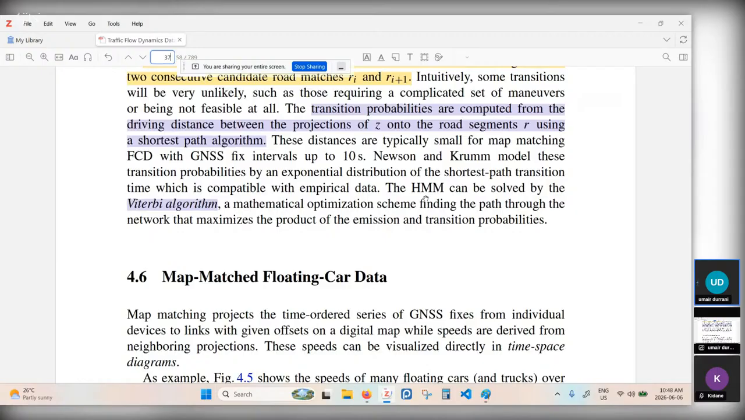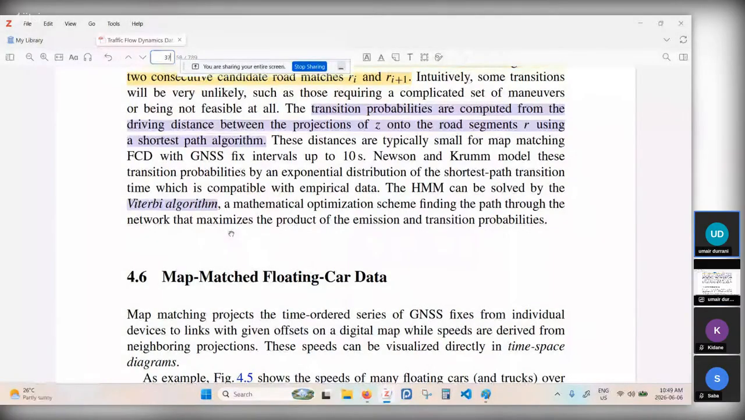That's exponential. Transition is once you have determined that you were actually on R2, did you then go to R3 or did you then go to R4? So this is solved by using both emission and transition probabilities as our objective function and optimizing it using the Viterbi algorithm. The optimization is looking for maximizing both the emission and the transition probabilities.